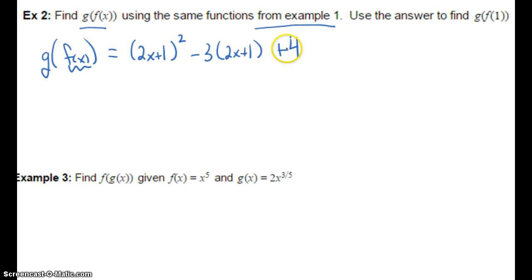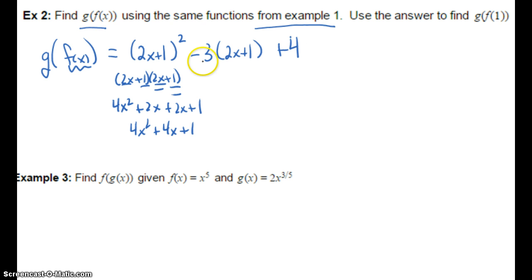We have to square this quantity, so that does mean 2x plus 1 times 2x plus 1. So it's going to be 2x times both of these to give me 4x squared plus 2x, and then 1 times both of these to give another 2x and another 1. So just this part of it becomes 4x squared plus 4x plus 1. That negative 3 here can be distributed to give us a negative 6x minus 3. Nothing to do there but copy it down. And that 4 comes straight down.